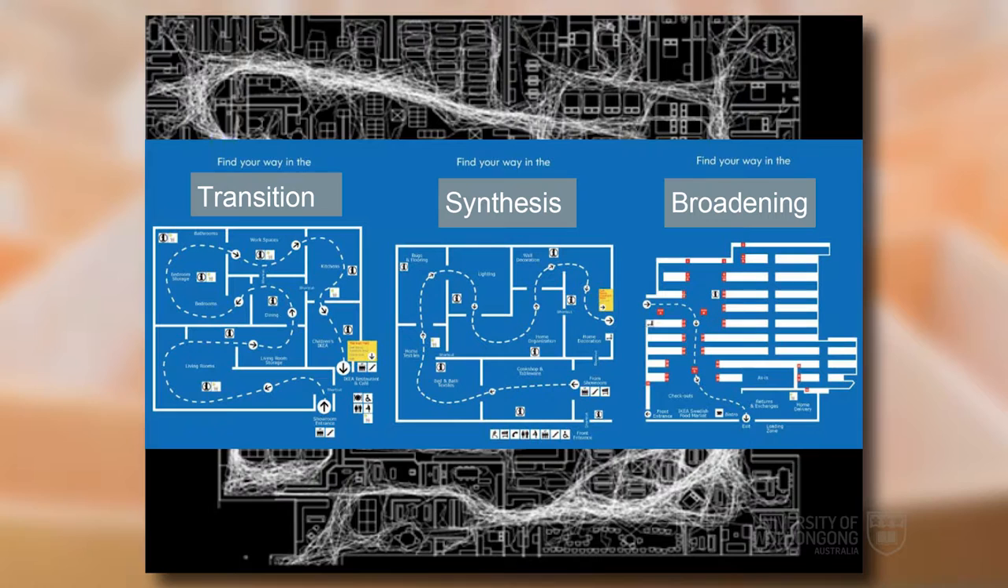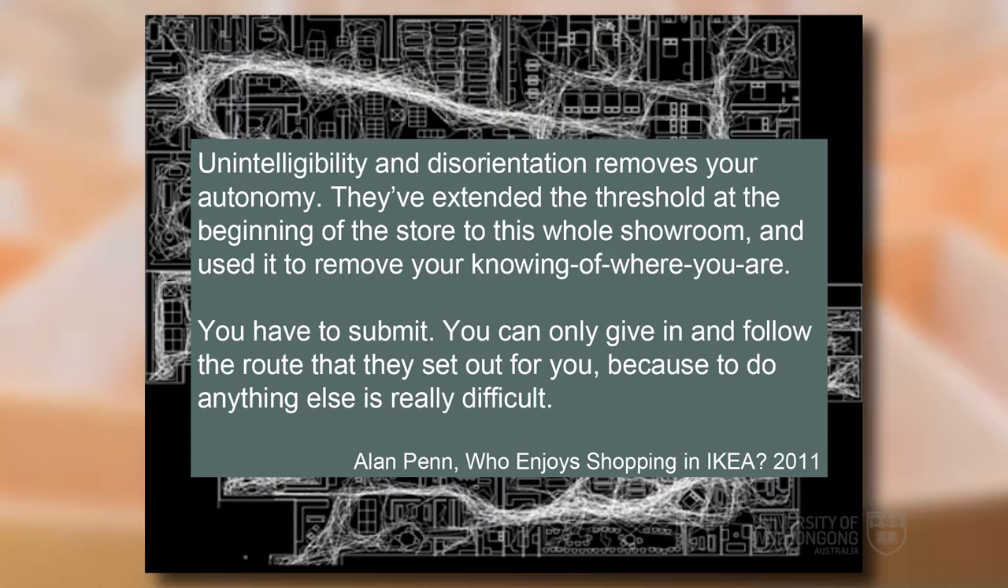Now, it's easy to say that we should be looking askance at design because there are examples of design that, you know, annoy us all. But the most important thing here is the research into this. Alan Penn is an emeritus professor of space design. He's the professor of IKEA studies. Alan Penn has spent a lot of time in IKEA. And he comes to this conclusion that despite all of the indicators of very high levels of intelligibility, IKEA is in fact unintelligible as a human system. And it's unintelligible because it's disorienting and it removes autonomy.